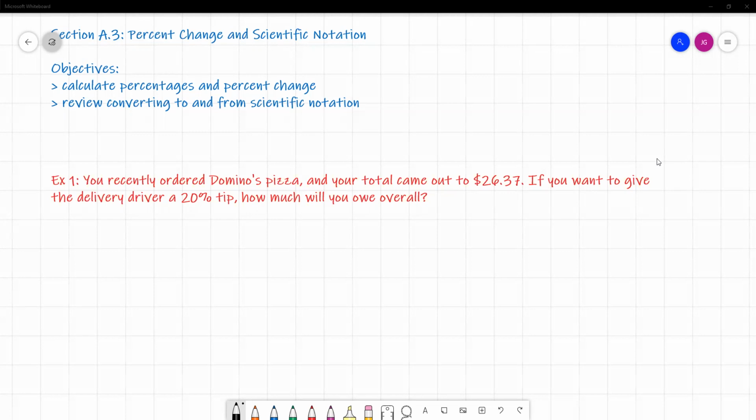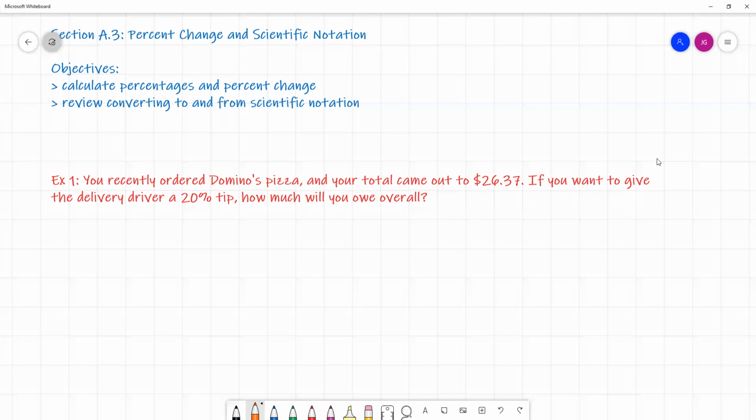Thinking about it, this is a bad example because if you order on Domino's website, they calculate the tip for you, but you won't always be able to calculate the tip, right? And if you want to leave exactly a percentage or have a better idea of what that percentage might be, you'll probably want to be able to calculate it somewhat quickly or on your calculator, right? So here, if we want to calculate a 20% tip and figure out how much we're going to owe overall, we're going to first want to take this 20% of 26.37.